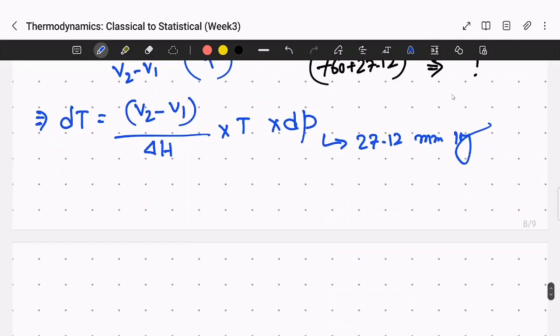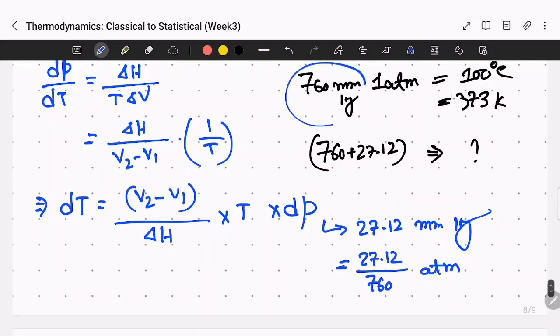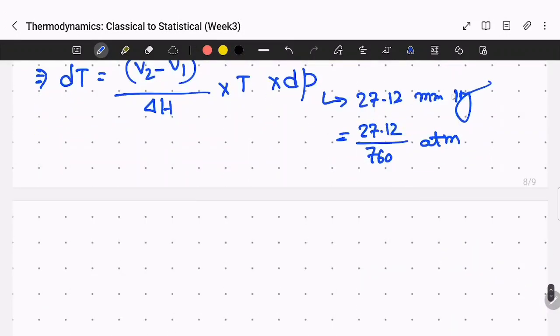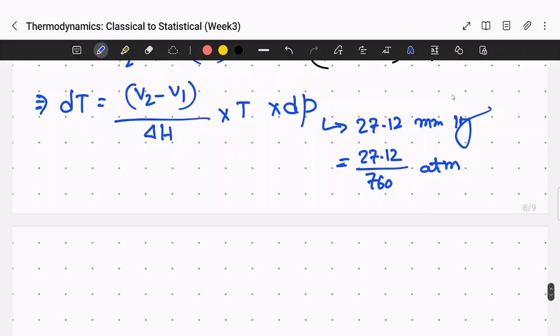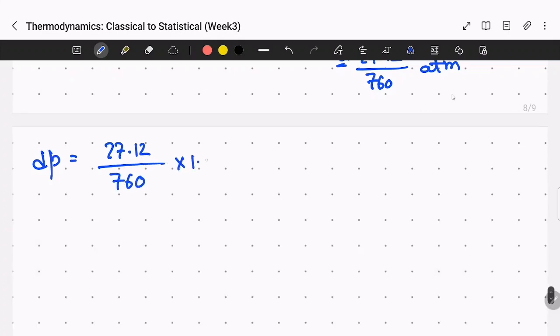Okay. Now dp equals 27.12 divided by 760 atm. We need that because we know that 760 millimeter of Hg is equal to 1 atm. So dp is known, and so dp will be 27.12 divided by 760. This is in atm. Now this is in bar. Now this is in Newton per meter square.